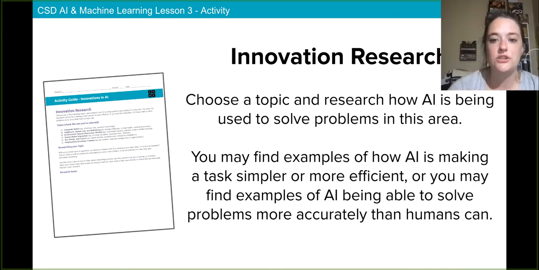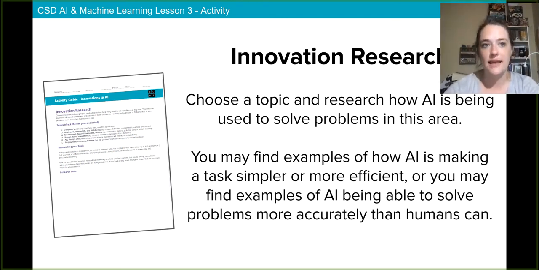You are going to choose a topic and research how AI is being used to solve problems in this area. You may find examples of how AI is making a task simpler or more efficient. Or you may find examples of AI being able to solve problems more accurately than humans can.